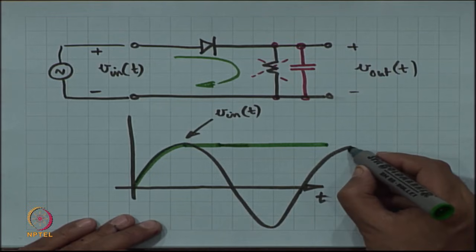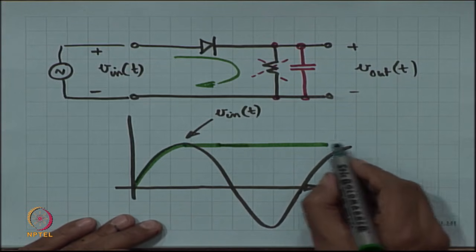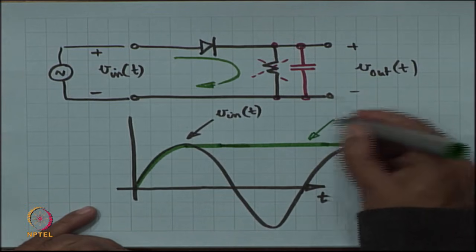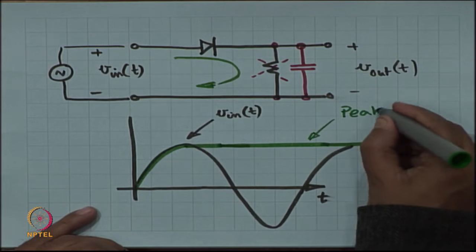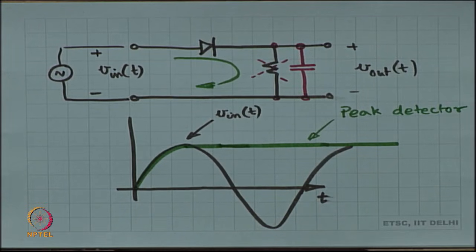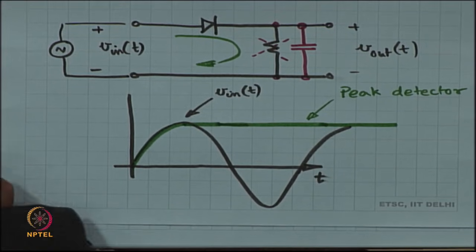and if in the next cycle it goes beyond that voltage, then only there is some charging that is going to happen. If it does not go beyond that voltage, then this is just going to continue. Okay. So, this is called the peak detector. Right, it just detects the peak, the maximum of V in of t. Okay. Now, let us throw the resistor back in.